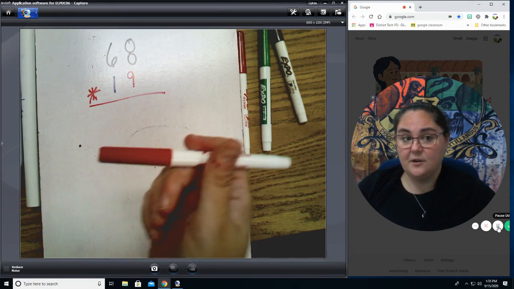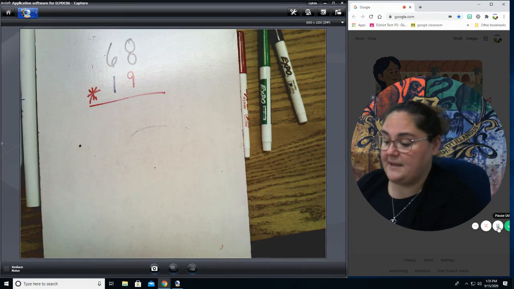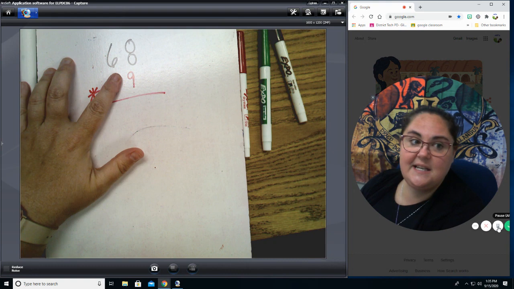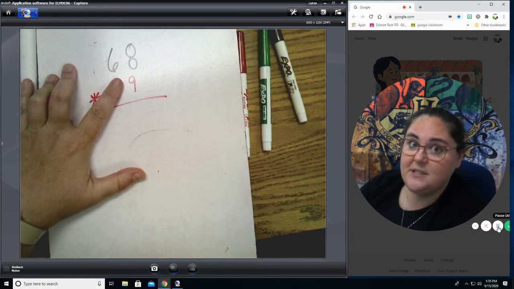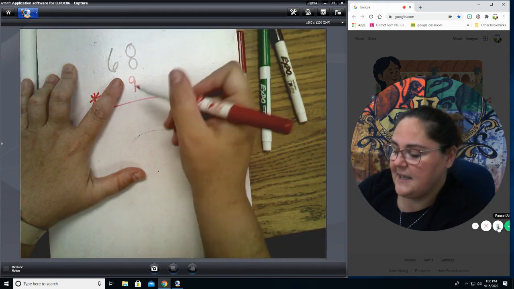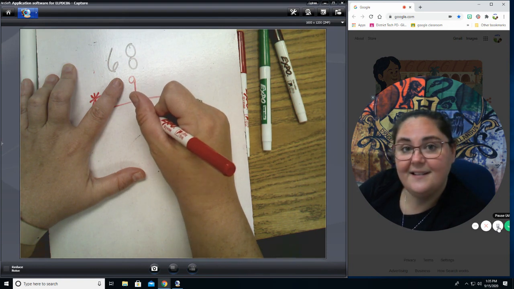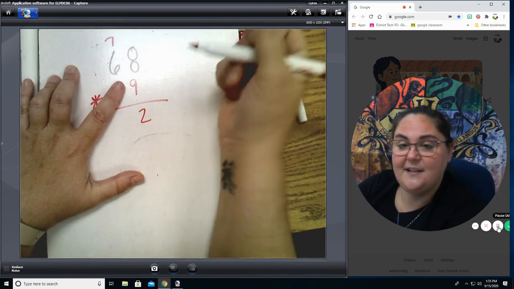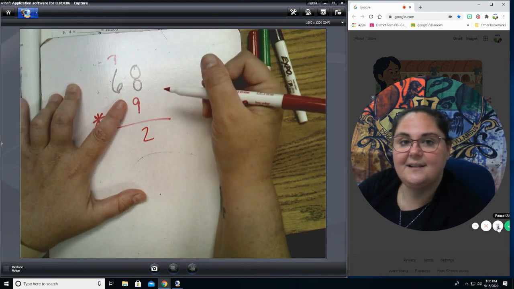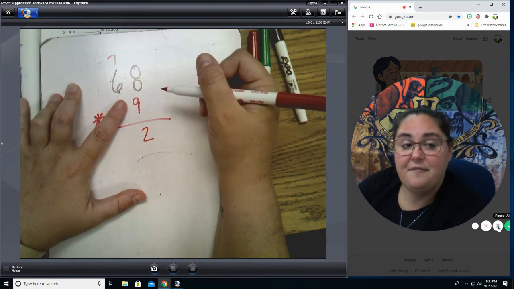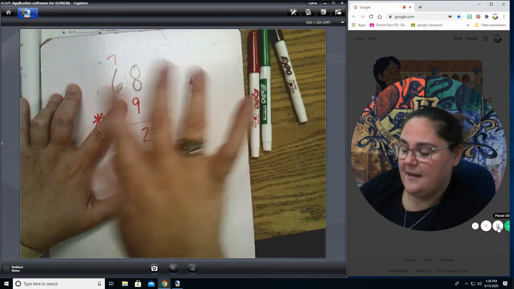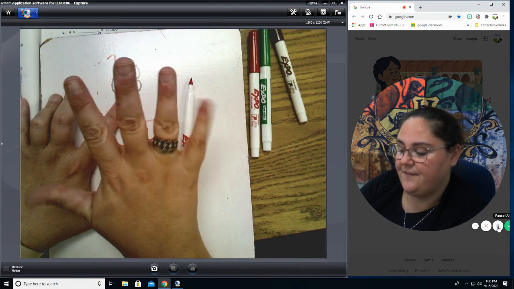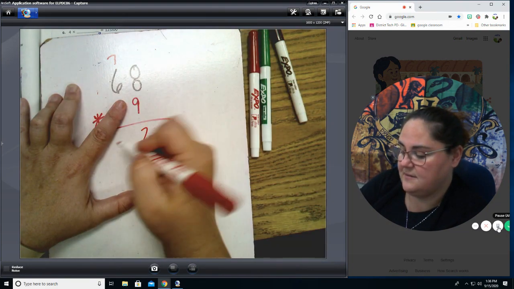Now, I'm going to start with my red marker because I'm going to start with my ones. I'm going to pretend like this doesn't exist, and I'm going to multiply like normal. 9 times 8 is 72. Carry my 7. 9 times 6 is 54 plus 7. 55, 56, 57, 58, 59, 60, 61.